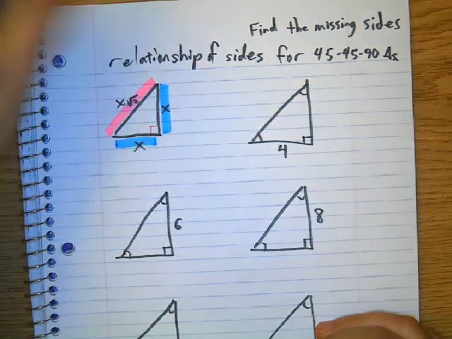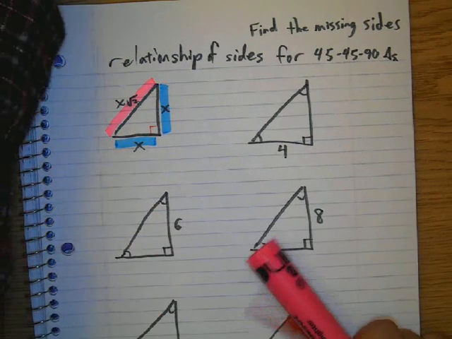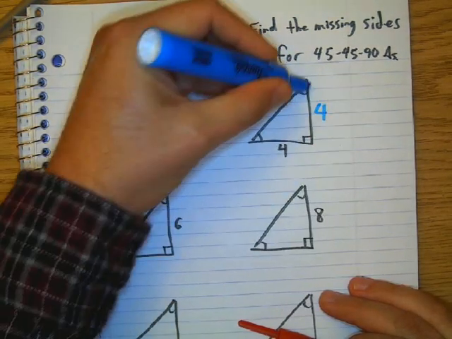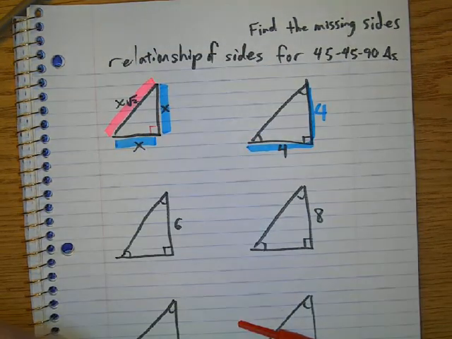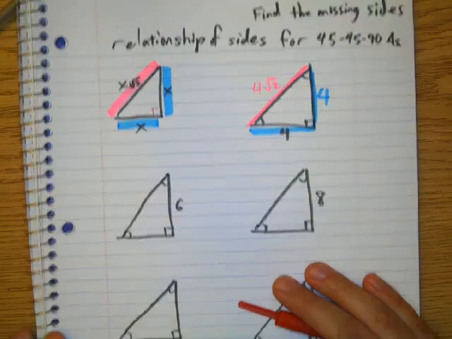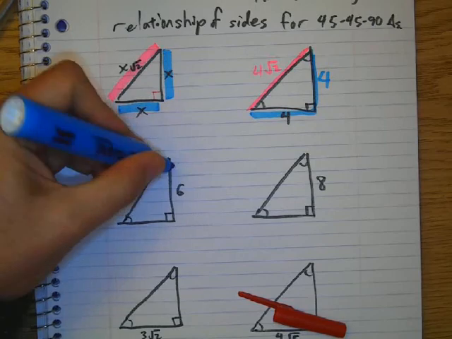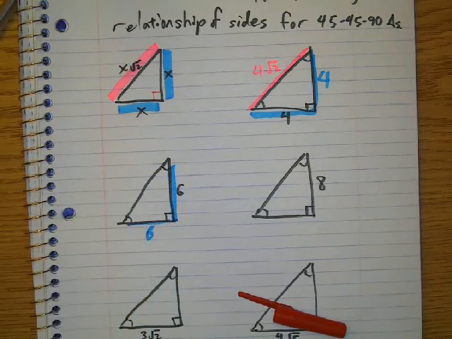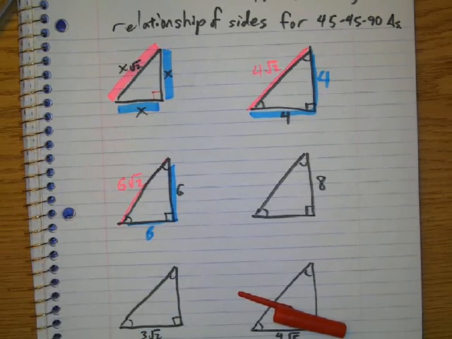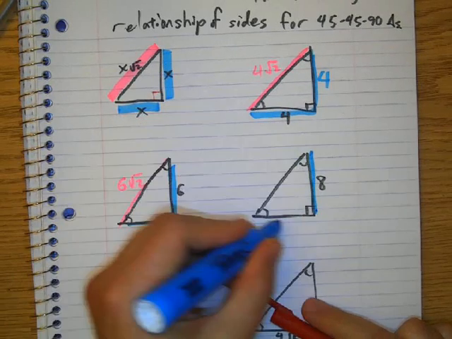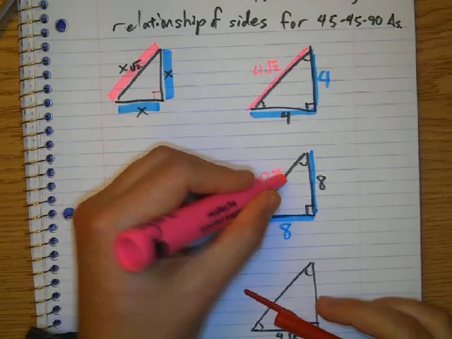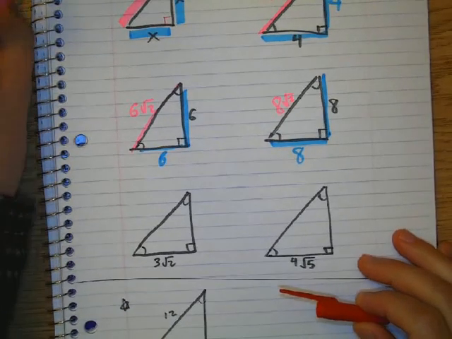Okay, so let's look at this example here. So if this is 4, that means this side over here has to be 4 also, because these sides here are the same. And then this side here is going to have to be 4 square root 2. Okay, let's look at this one here. Same situation. If this side here is 6, this side is going to be 6, and this is going to be 6 square root 2, whatever this value times square root 2. Okay, if this is 8, this side's going to be 8 also, and this is going to be 8 square root 2.